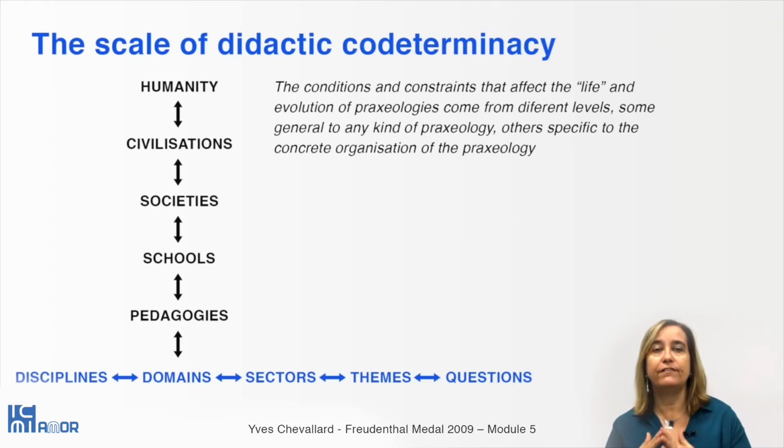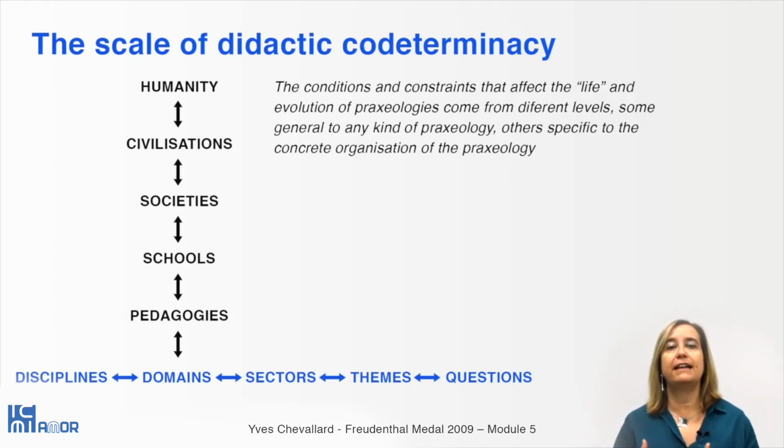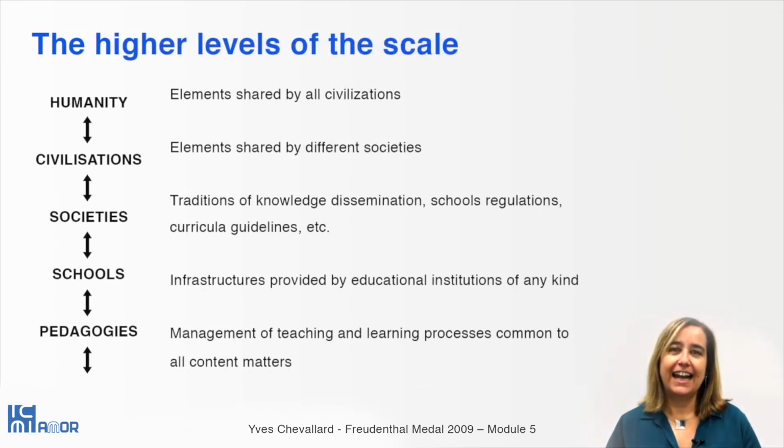Let us go back to the study of the ecology of praxeological organizations. Considering the specific levels related to the structure of a given discipline is not enough to apprehend the different conditions that can explain the life, creation, and evolution of praxeologies. In the scale of didactic codeterminacy, we consider other levels called the generic levels that also affect and are affected by the ecology of praxeological organizations. Here are the higher levels of the scale.